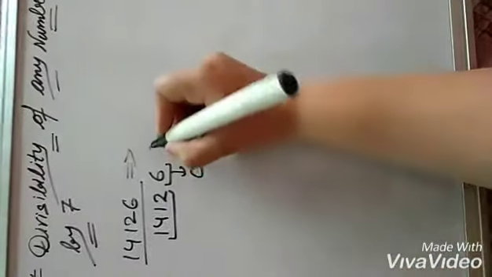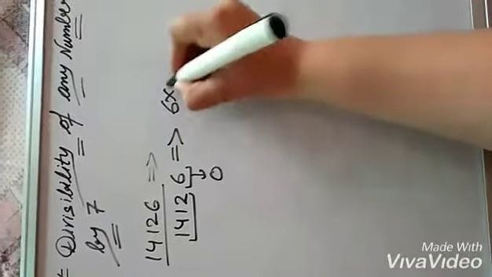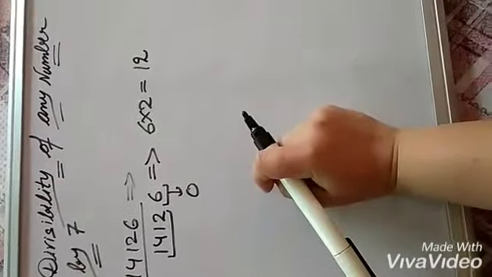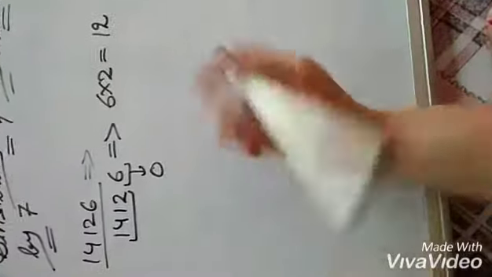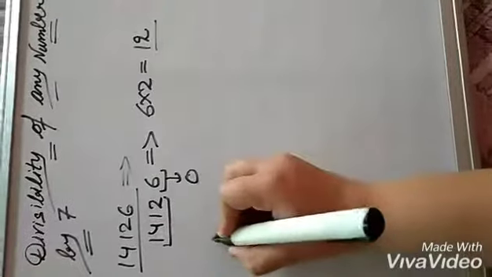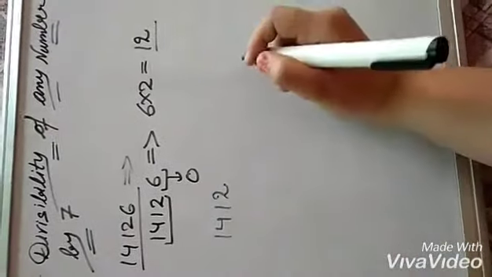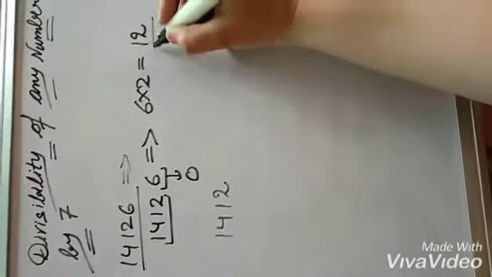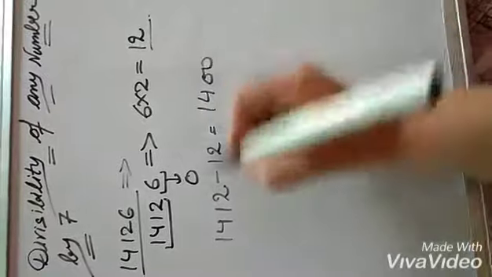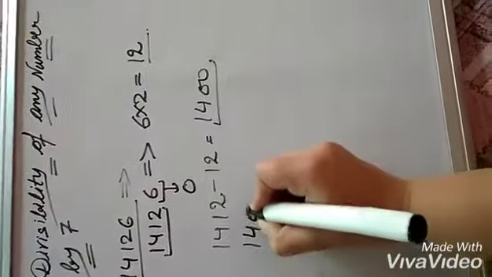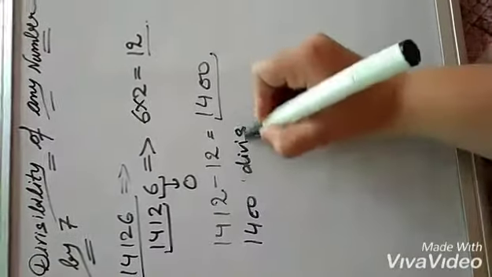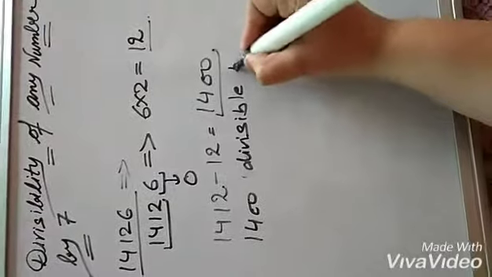It's a 1 digit, I mean 6, and I will double it, like I want to multiply it by 2 and I get 12. And then I have to subtract this number from the number formed by the other digits, which is 1412. I subtract the result from this number and I get 1400, which is completely divisible by 7.